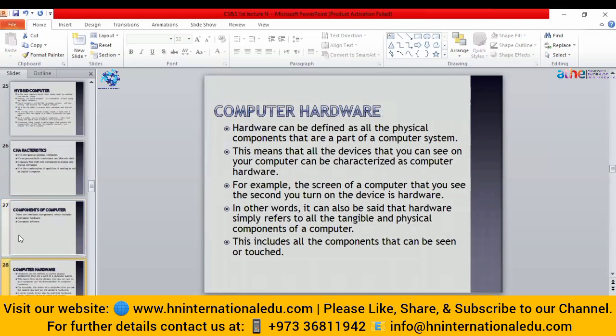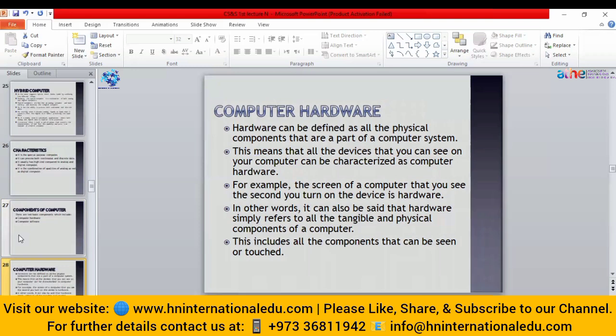The first is computer hardware. As I told you, hardware means the physical components of the computer, the physical parts that we can touch and see in front of us. These are the computer hardware. So we are directly interacting with computer hardware, or we can say that we are working on the computer hardware, like by using the mouse, the keyboard, the microphone. These are examples of our computer hardware.